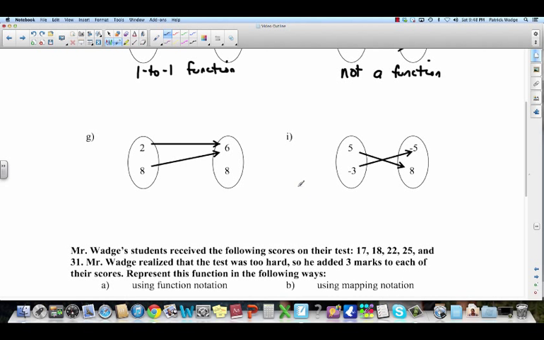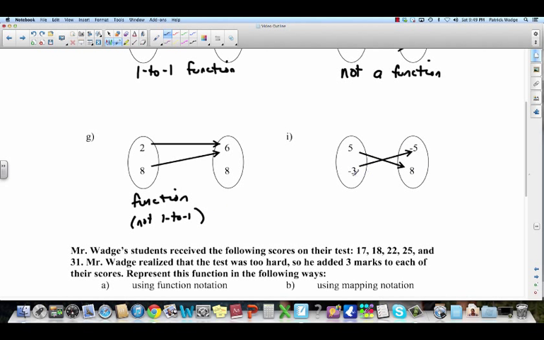How about this one? We have an input of 2 that goes to an output of 6, and we also have an input of 8 that goes to the same output of 6. Can that be a function? Yes, that's okay, right? It's okay for two different x values to have the same y value. So this is a function. Is it one-to-one? No. Why not? Because a single y value has more than one x. So this is not one-to-one.